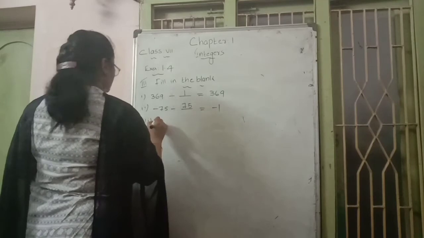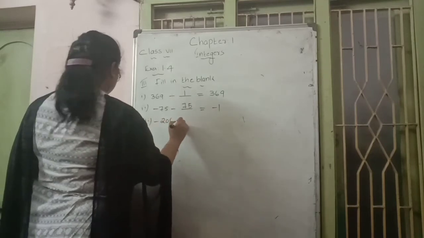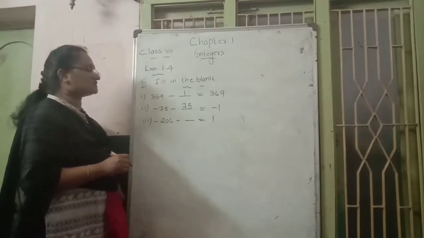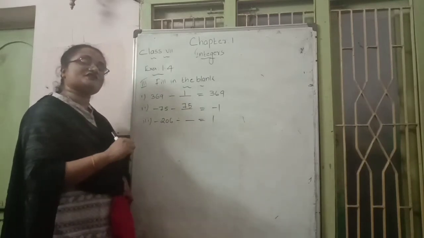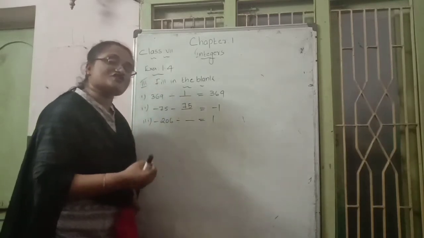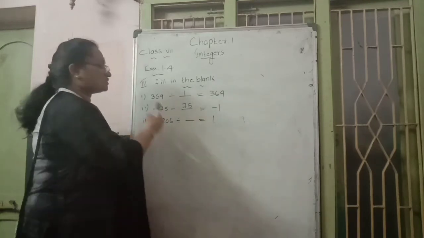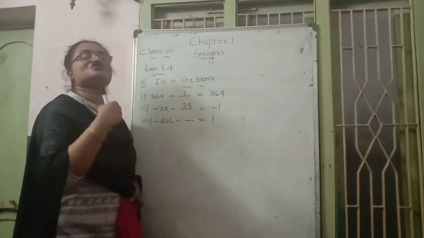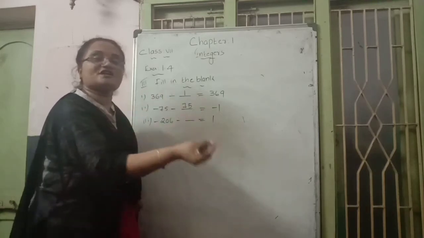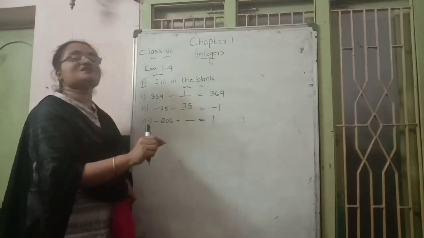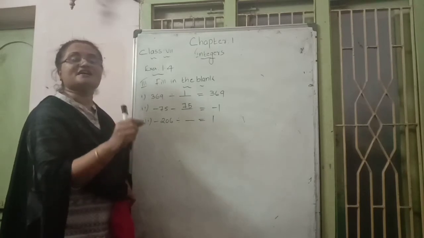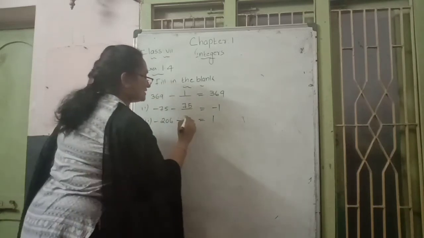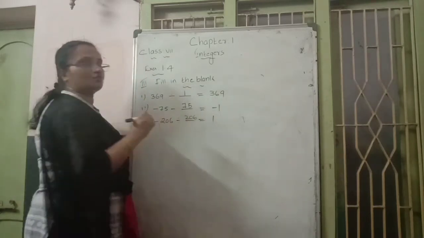Next, third question. Minus 206 is divided by a blank, and we get the answer 1. Here we know that when the quotient becomes 1, this big number 206 is divided by which number to get the answer 1? When we divide a number by the same number, the answer becomes 1. So first, the same number, 206.